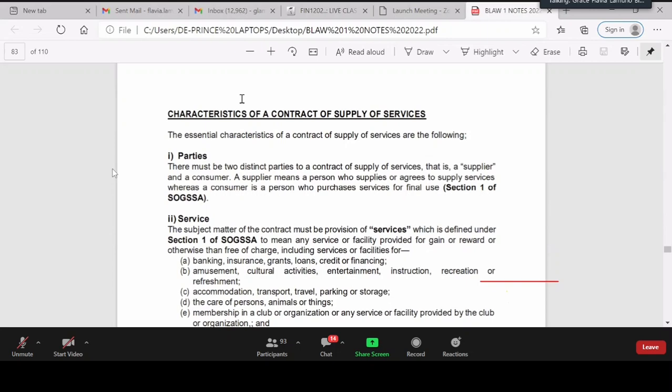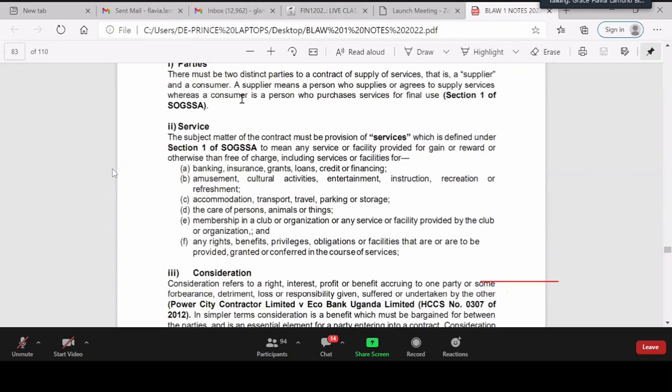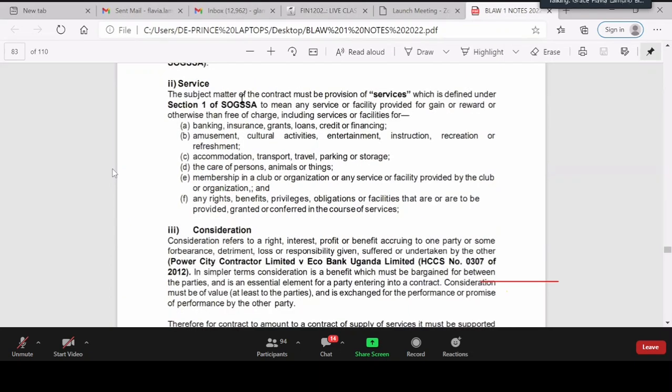The second similarity in both is consideration. As you've already noted when looking at the law of contract, one of the essential elements for all contracts is that there must be consideration. So in both contracts for sale of goods and supply of services, there is consideration. You cannot obtain a service for free. If you go for a medical service, you pay. If it's a decoration service, you pay. So it is not for free.